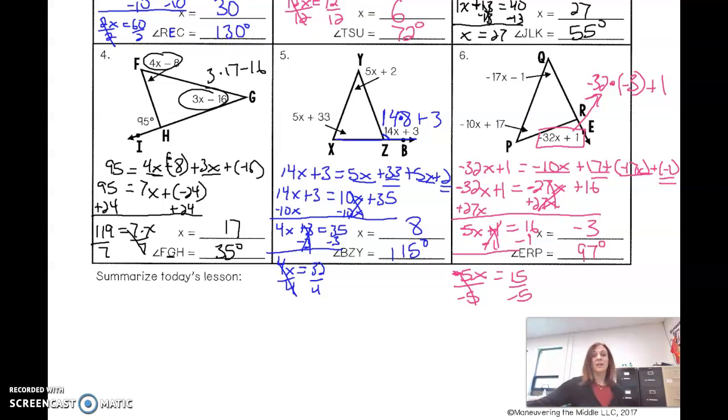Okay, so hopefully you can see that once we can identify the exterior angle and the remote interior angles, we know they have to be equal to each other. The rest, figuring out what the x's and the angles are, just involves some algebra and solving equations, which you should know how to do.